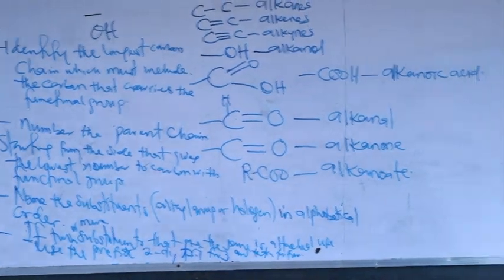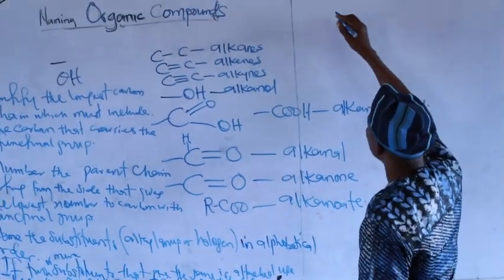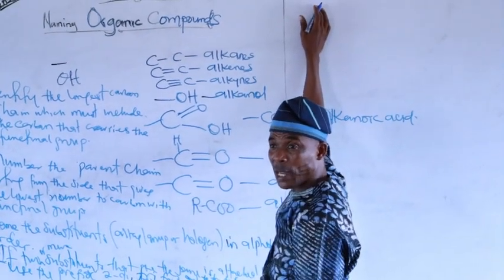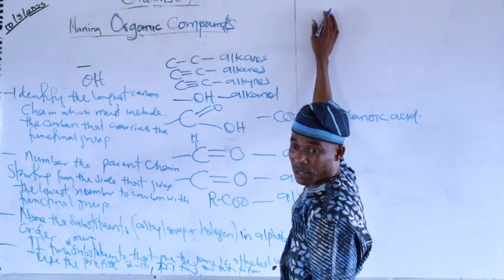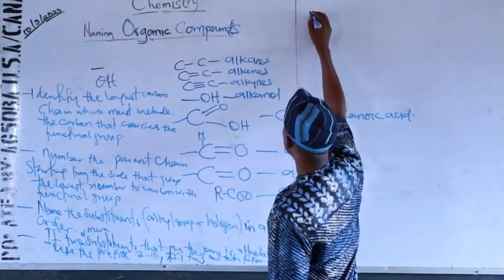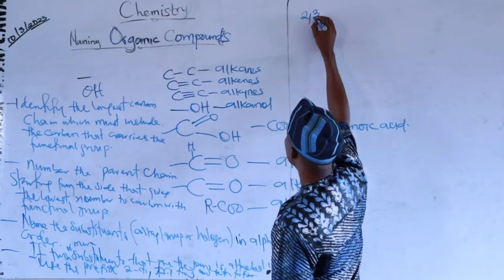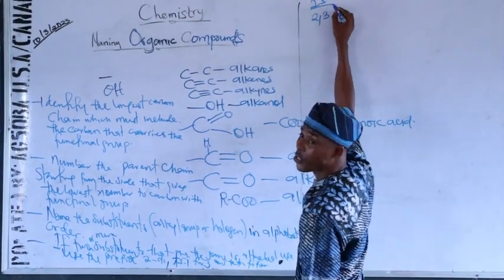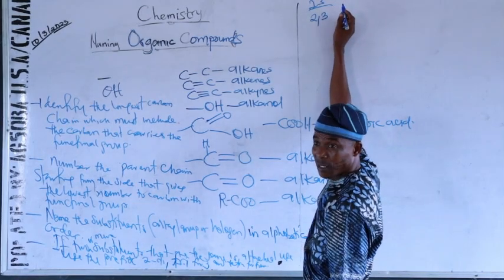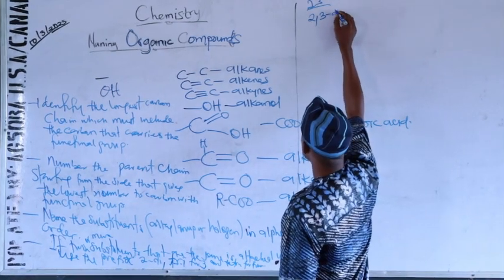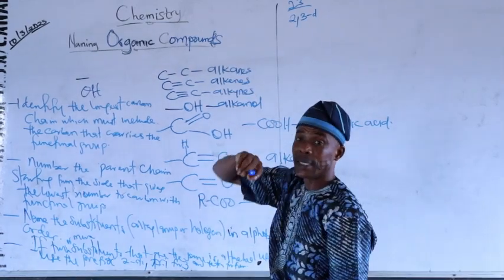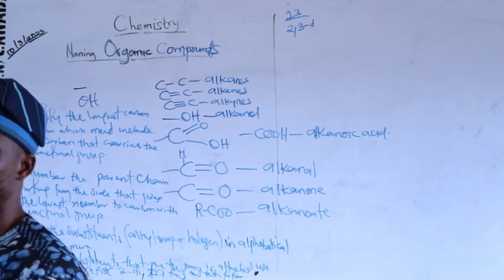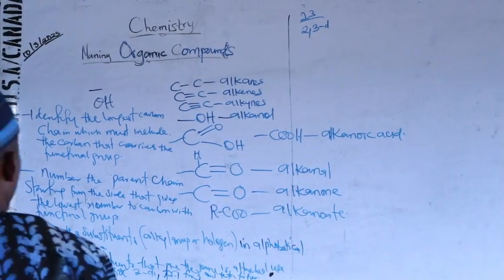There should be a comma between numbers. Let's say you have a substituent attached to carbon number 2 and carbon number 3. You must write 2,3. If there is no comma there, you just write 2 3, and what have you written? 23. So you use a comma between numbers and a hyphen between numbers and letters. Let us do that.